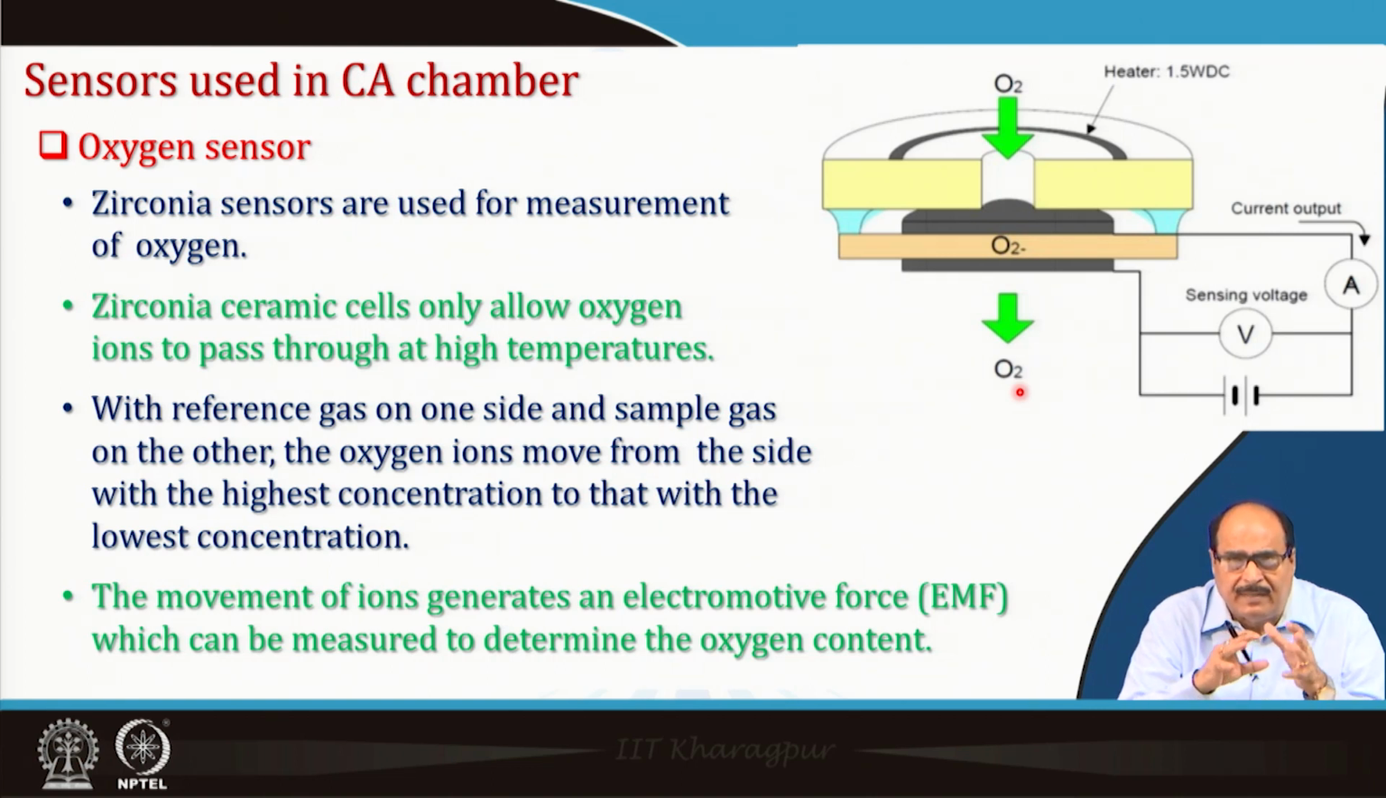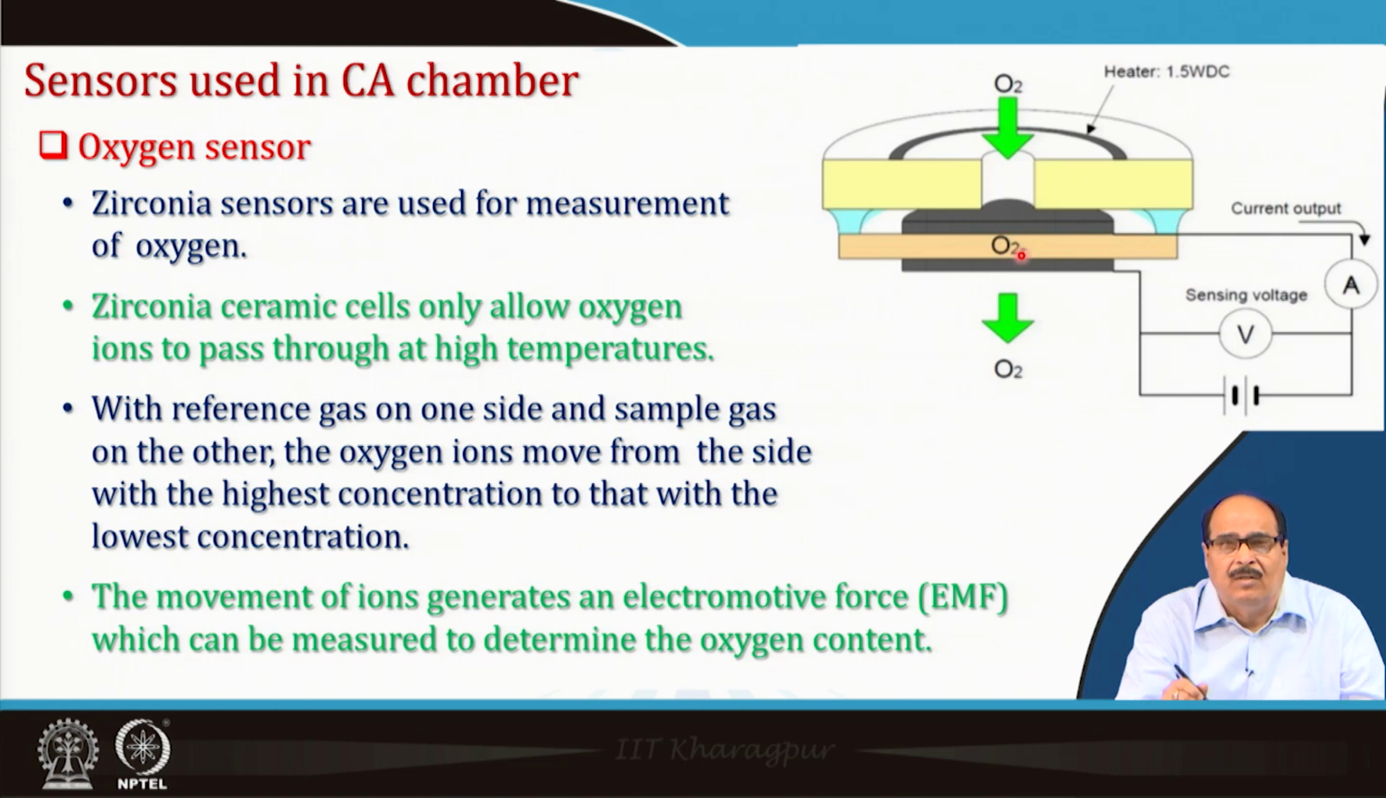Now, for monitoring, to evaluate whether a particular level of gas composition, O2, CO2, N2, etc., is maintained or not, various sensors are used. For oxygen, generally zirconia sensors are used for the measurement. Zirconia ceramic cells only allow oxygen ions to pass through at high temperatures. As you can see here, oxygen is coming and going, that is the current output and sensing voltage, etc.